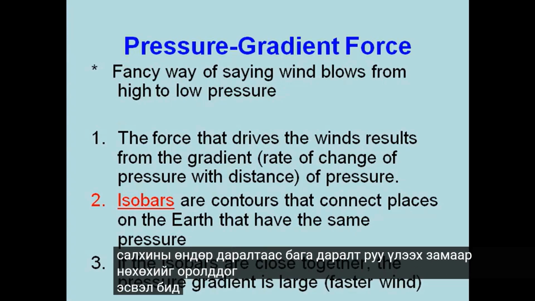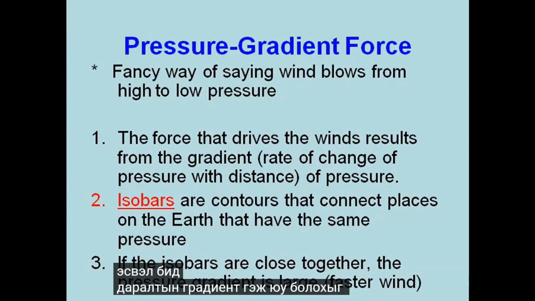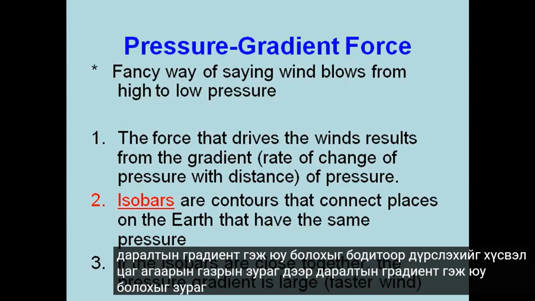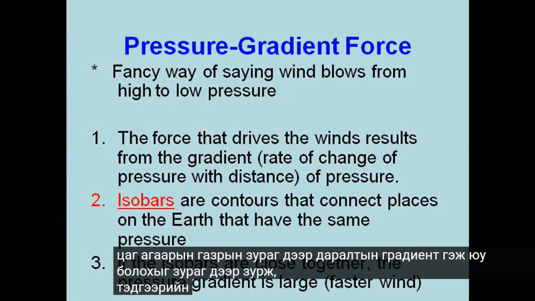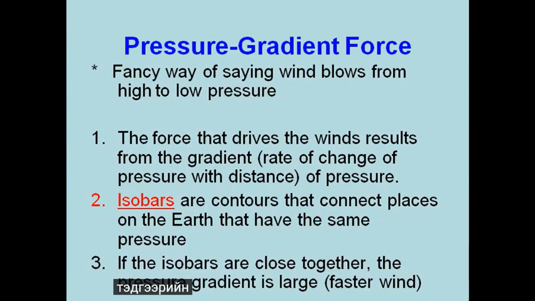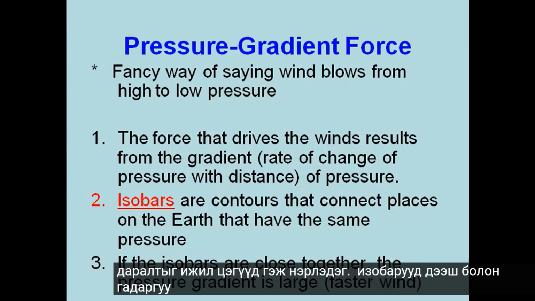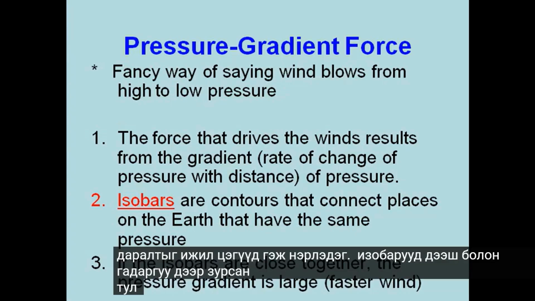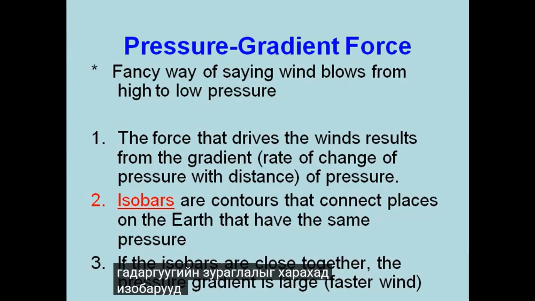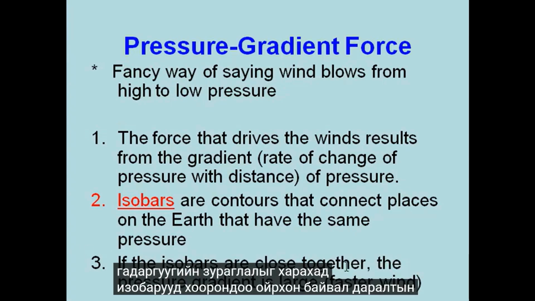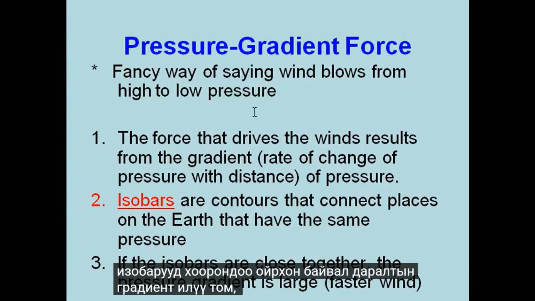Or when we want to actually picture what a pressure gradient is on a weather map, we draw what are called isobars, and they're lines on a weather map that connect the same points of pressure. Isobars are drawn aloft and at the surface. So at the surface, when we look at a surface map, if the isobars are closer together, the pressure gradient is larger and therefore the wind is faster.